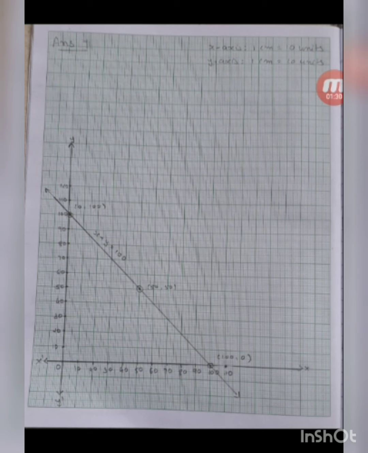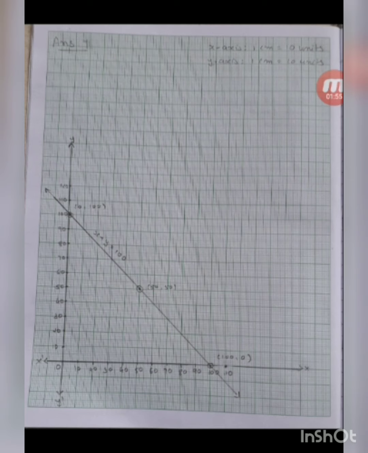Now we plot the points here. The first point is x is equal to 0, then y is equal to 100. So this point lies on the y axis. The second is 50, 50, so we plot the point here. And the third is x is equal to 100, then y is equal to 0. This point lies on the x axis. So you can see here the 3 points we plotted, and then we draw the straight line.